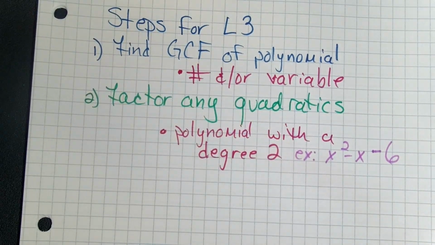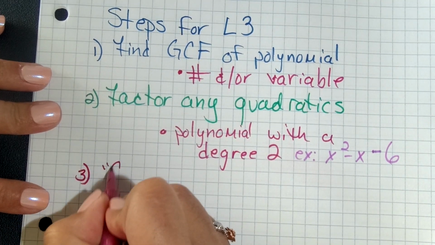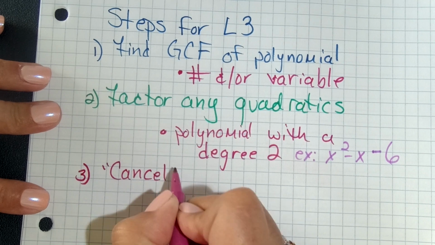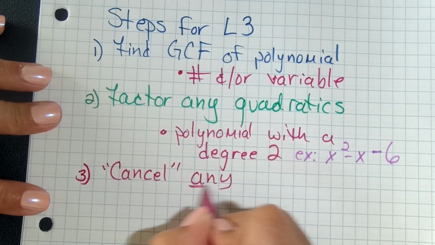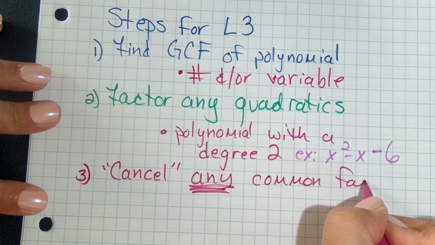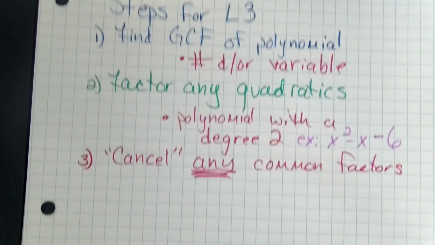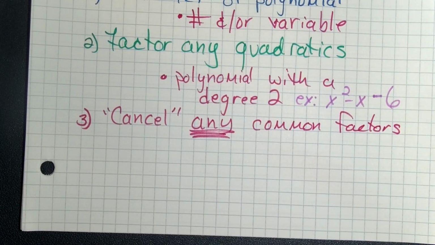Okay, third step. You're going to cancel any common factors. If there's 2, how many are you going to cancel out? 2. If there's 7, how many are you going to cancel out? 7. Okay? It is okay to cancel out all of the factors.